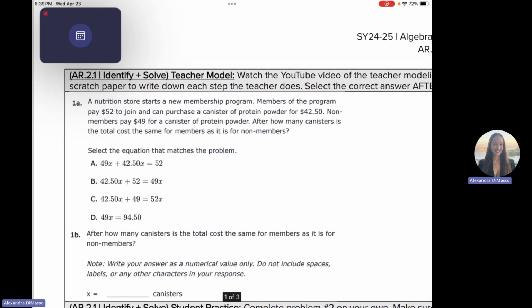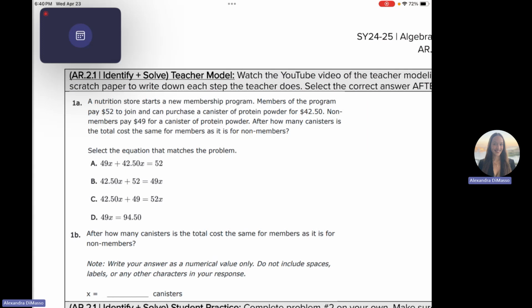A nutrition store starts a new membership program. Members of the program pay $52 to join and can purchase a canister of protein powder for $42.50. Non-members pay $49 for the canister of protein powder. After how many canisters is the total cost the same for members as it is for non-members?